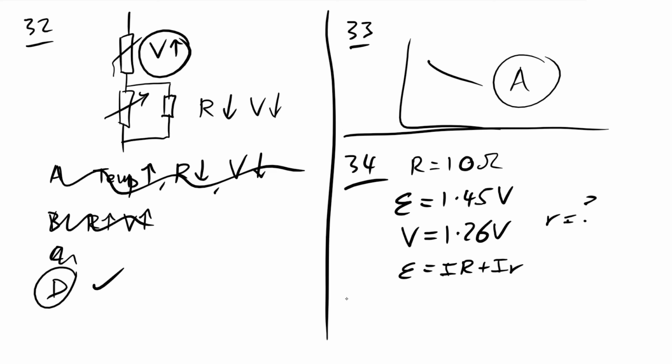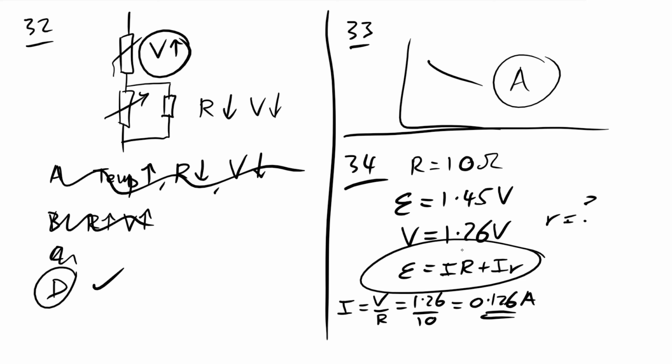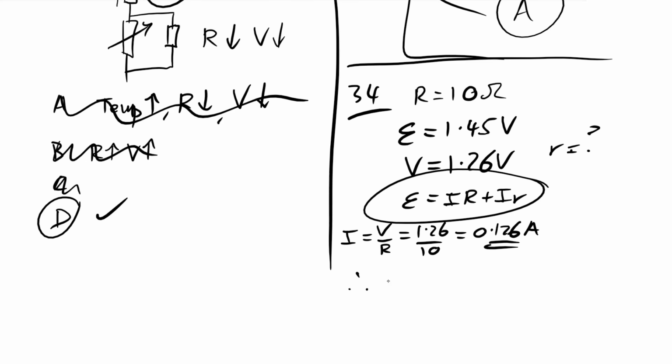First thing we need to do is find the current. We can do that from the load resistance. V equals IR, so I is V over R. So that's going to be 1.26 divided by 10, so that's easy. So that gives us 0.126 amps. And so therefore, all we then have to do is rearrange this. We can say that epsilon is equal to the terminal PD plus Ir. So therefore, the internal resistance is going to be equal to EMF minus the terminal PD divided by the current.